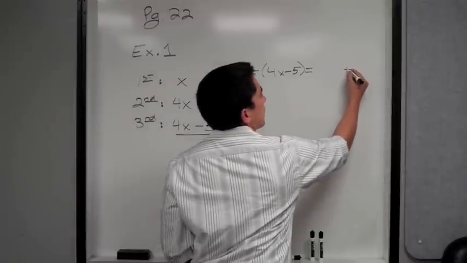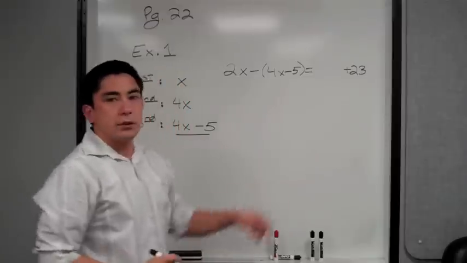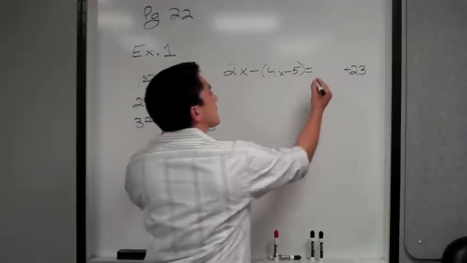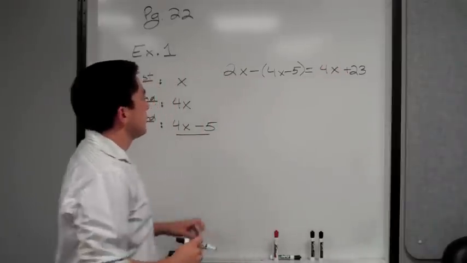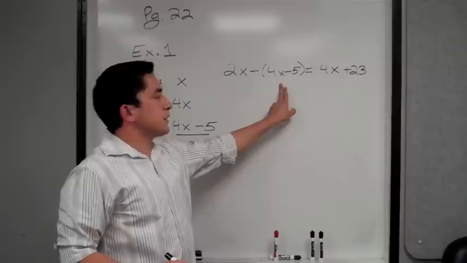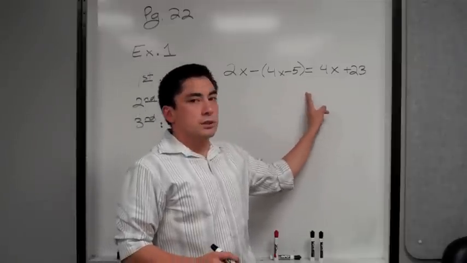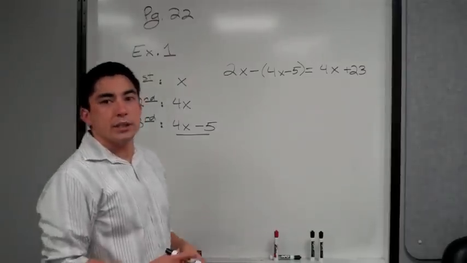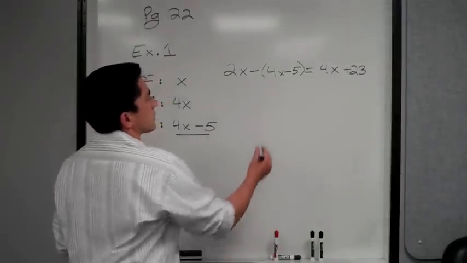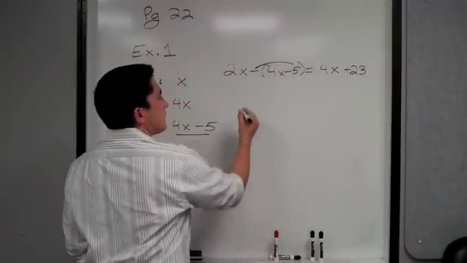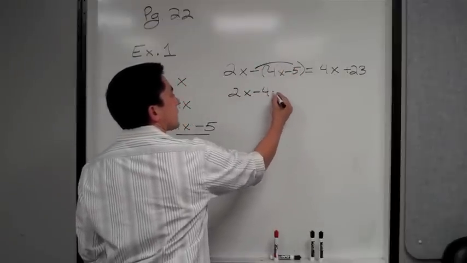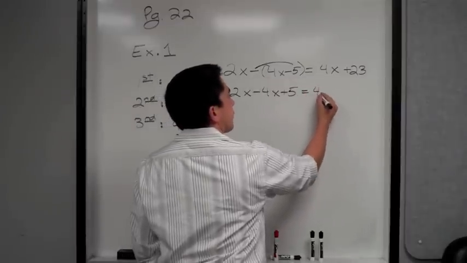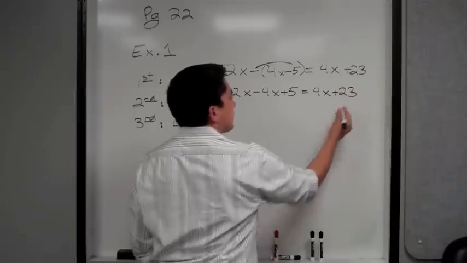Since it says more than, I'm going to put a plus 23 over here. 23 more than what? More than the second number. So our second number is 4x. Twice the first, decreased by the third, is equal to 23 more than our second term. Now we've set up our equation, so let's do the algebra part. We distribute the negative, so we have 2x minus 4x plus 5, because remember, negative times a negative is a positive, equals 4x plus 23.